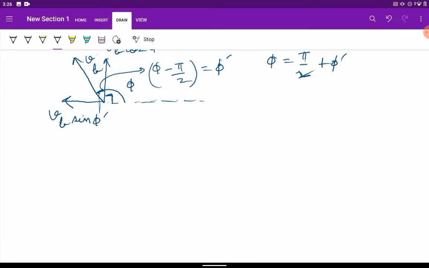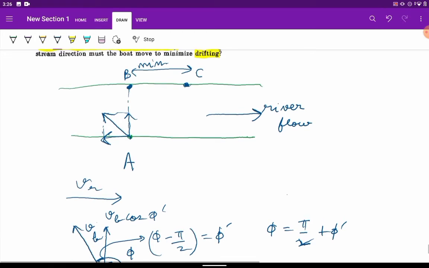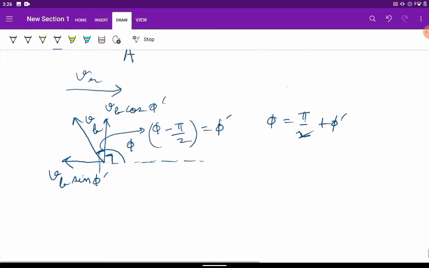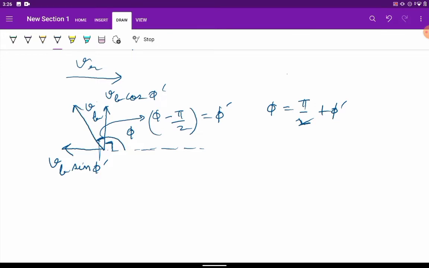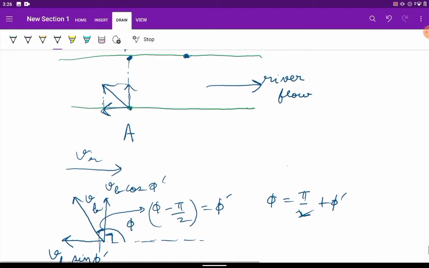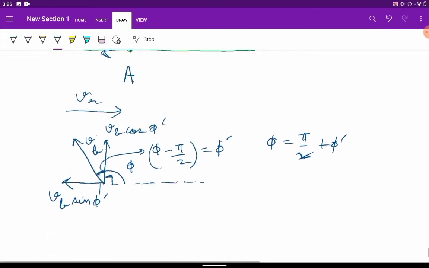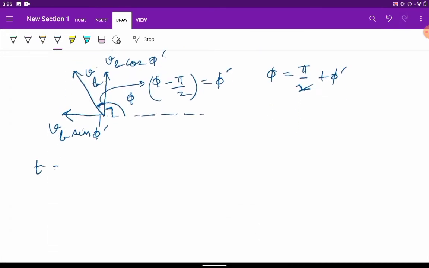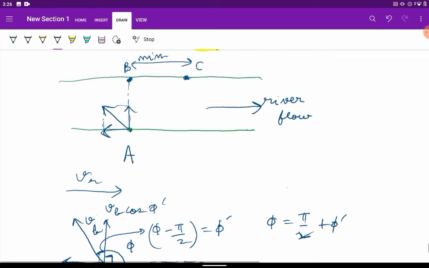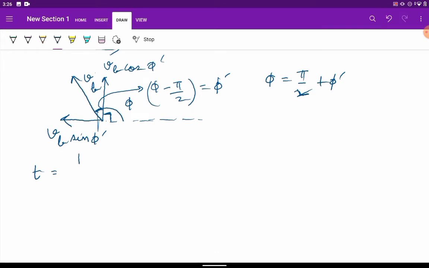Alright, so time taken. Now what we'll do is we need to calculate this distance BC. So distance will be basically the resultant velocity of the boat in the direction of the river flow multiplied by the time taken to cross the river. So time taken T is basically, let's say this AB we call it D. Time taken is the distance from one bank to the other divided by the velocity perpendicular to the river flow, which is VB cos phi dash.